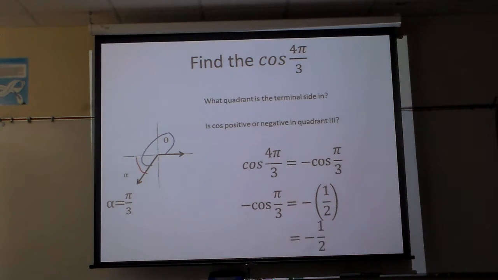So the answer is just what? Negative 1/2. But here's what I would do. Notice, hey, that's a 3. I would just say pi over 3, figure out the quadrant, figure out if it's positive or negative. That's it. That's all you got to do.